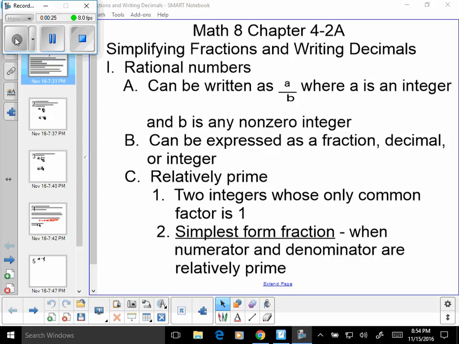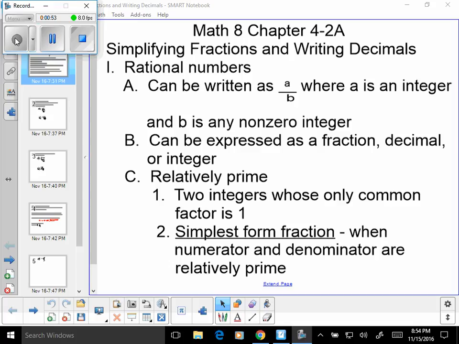Right now, what you need to know is that a rational number can be written as a fraction, a over b, where a is an integer and b is any non-zero integer. You cannot have 0 in the denominator. If you remember back to our slope lesson in 3.3, we said that's undefined. Now note it's an integer, therefore it can be a negative number.